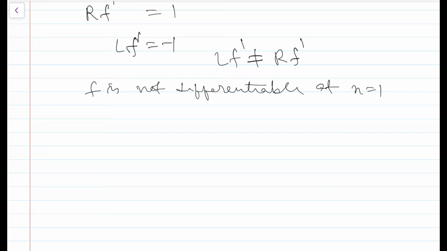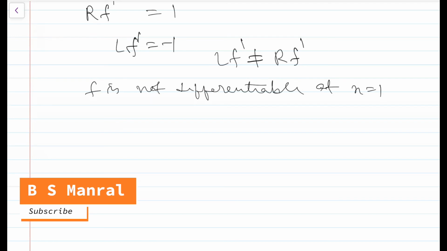Similarly, in question number 10, we can check the differentiability of the function at x equal to 1 and x equal to 2. What we'll do is find the left derivative at x equal to 1 and the right derivative at x equal to 1. If both are equal, then it means that the limit exists and it is differentiable. If both are not equal, it means that it is not differentiable. If both are equal but their value is infinite, positive infinity or minus infinity, in that case also the function will not be differentiable. So this much only in this video.